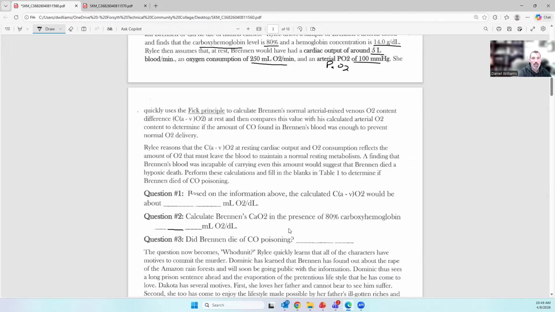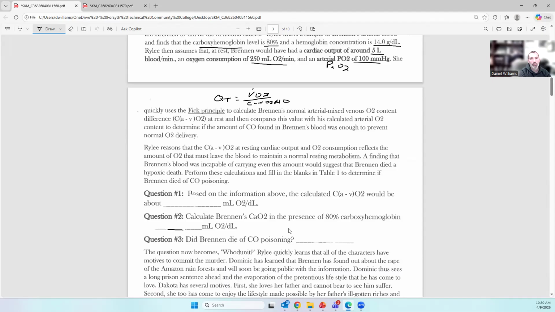So if we look at the Fick equation, it is QT equal to VO2 divided by your C(a-v)O2 difference multiplied by 10.